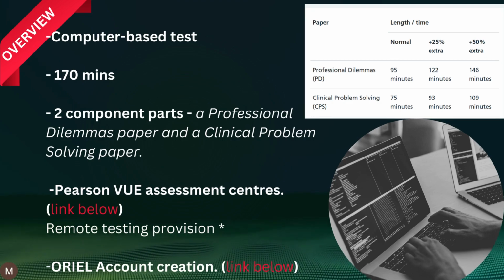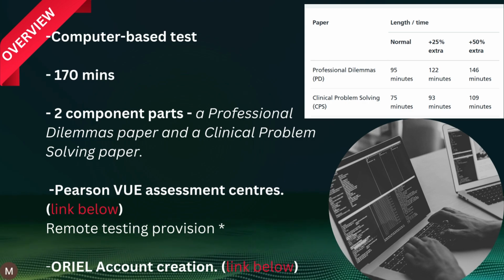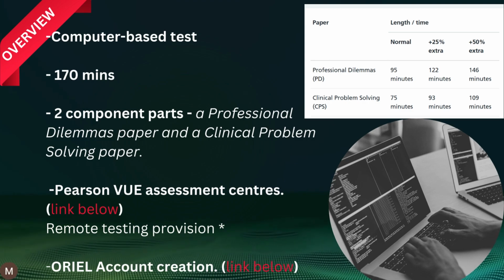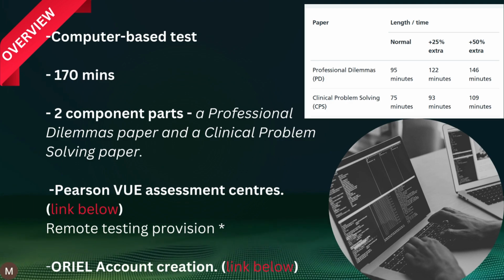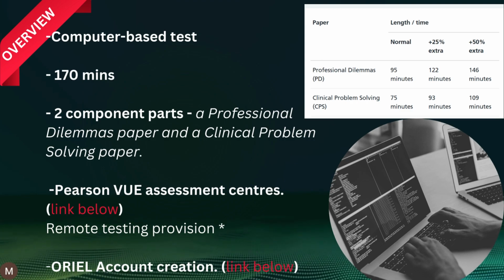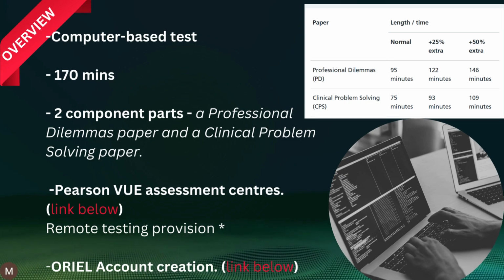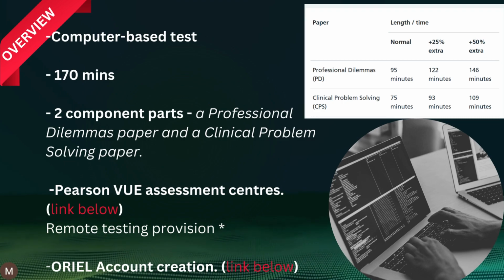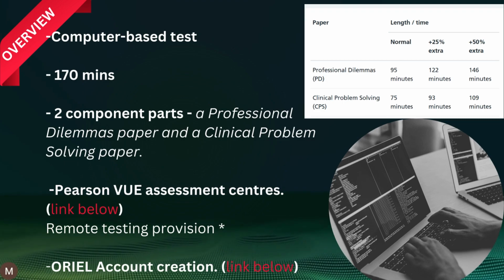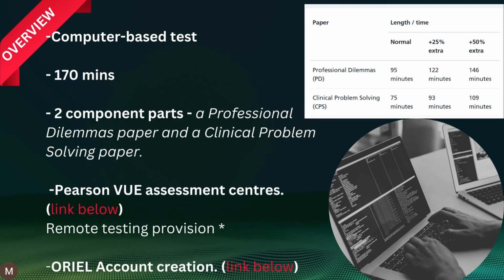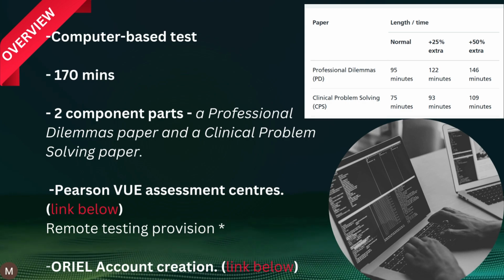The exam has two components: the professional dilemmas paper, also known as a situational judgment test or SJT, and the clinical problem solving paper. The exam is taken in Pearson VUE assessment centres. These are available in the UK and overseas. So if you want to know if you have a centre in your country or around where you live, there's a link in the description below where you can check this. For some special circumstances as well, remote testing could be considered.